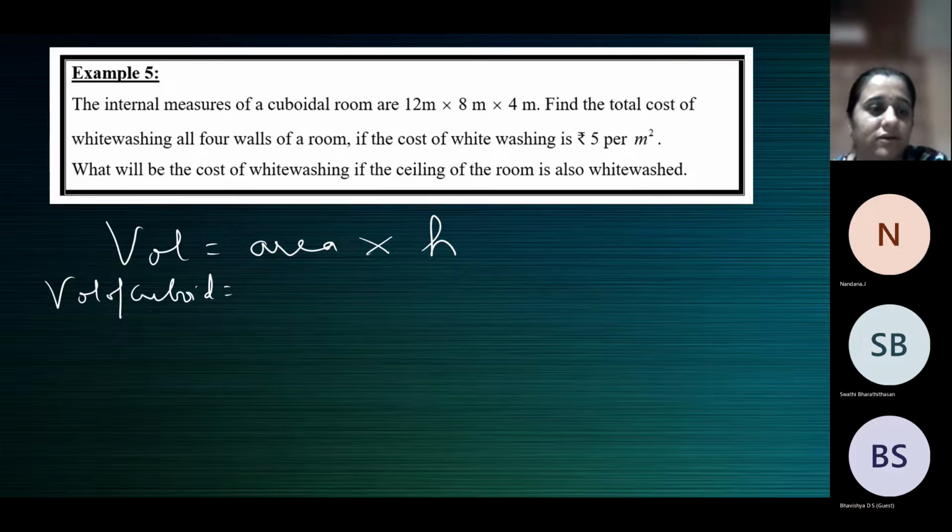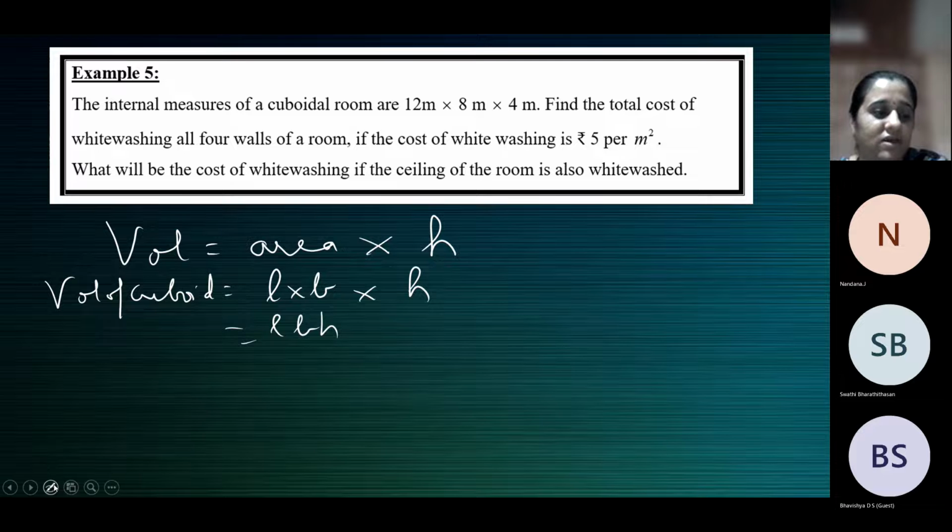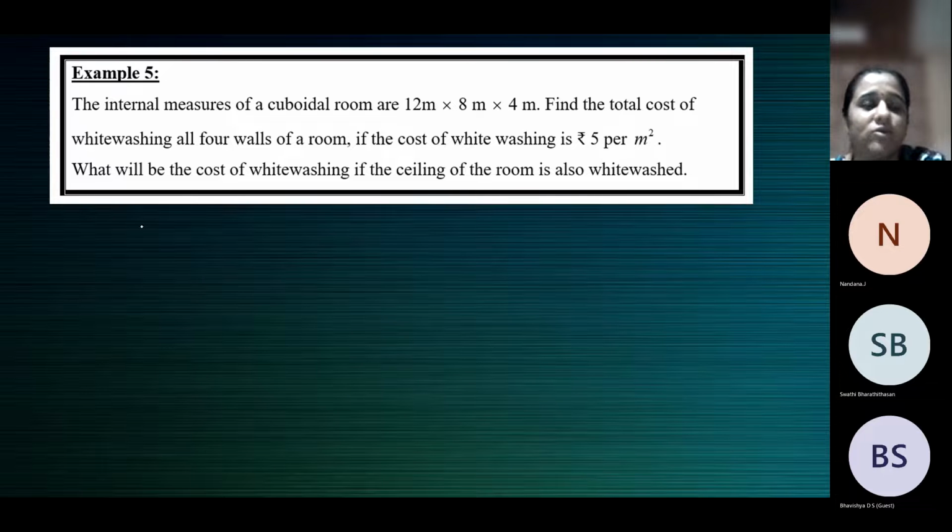So the volume of a cuboid is equal to the area of the uniform cross section into height. The cross section is a rectangle, and the area of the rectangle is L into B, so the volume is L into B into H cubic units. This I mentioned. Now I'm going to say something else. How do we find the curved surface area of a cuboid? How else can the curved surface area be interpreted?